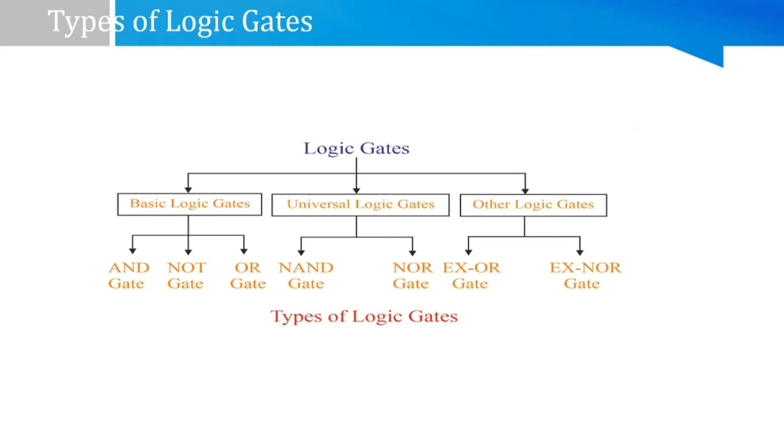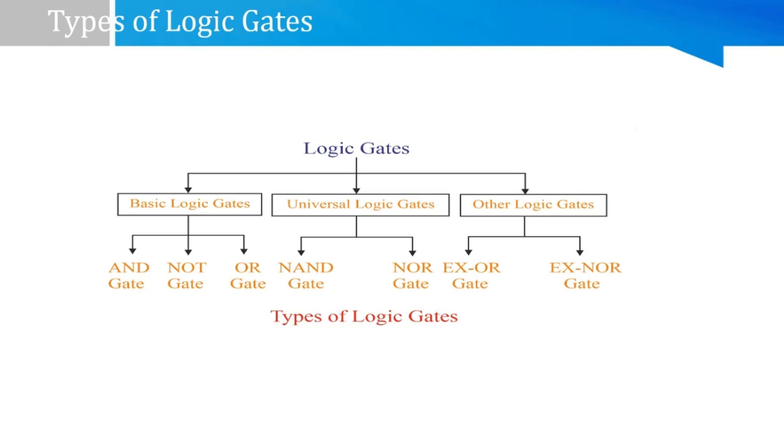Next will come the universal logic gates. The universal logic gates are NAND and NOR. Why do we call NAND and NOR universal logic gates? Because with the help of NAND and NOR gates, you can implement any gate, either the AND gate, OR gate, NOT gate, XOR, XNOR. Anything you can implement with the help of the NAND gate or the NOR gate. That's why they are called universal logic gates.